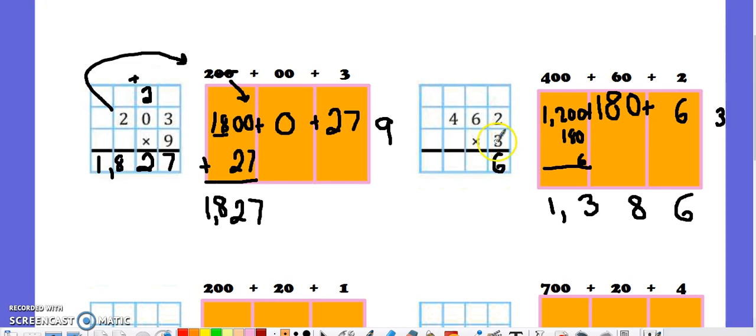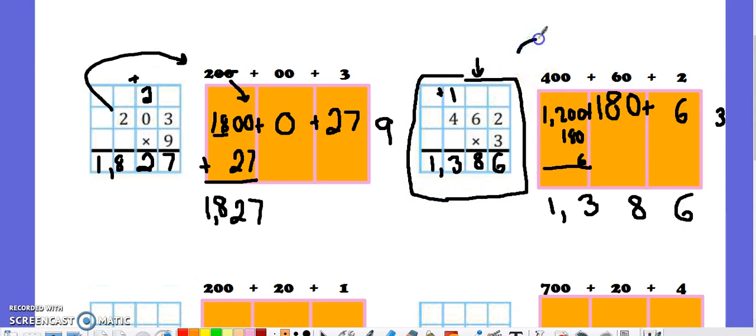Standard algorithm, 3 groups of 2 is 6. Nothing gets carried. Then move over to my hundreds. 3 groups of 6 is 18, or 100 and 8 tens. And then 3 groups of 4 is 12, plus 1 more, which is above here. Don't forget about that. That's important. 13, or 1,386.